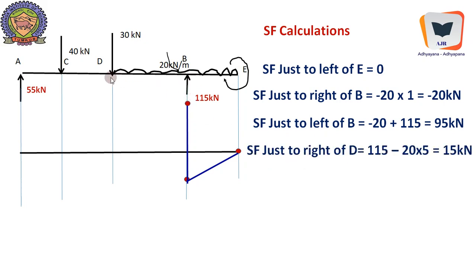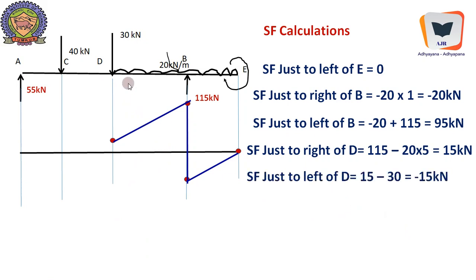And SF just to the right of D, we are here, and when we compute the shear force just to the right of D, 115 is to be included, and UDL should be included in its totality. It is 115 minus 20 into 5, so it will give us 15 kilonewton. It is just over here. And when we cross D, when we say just to the left of D, we will have 15 till then minus 30, because it is a downward force, it will give us minus 15. So it should be connected.